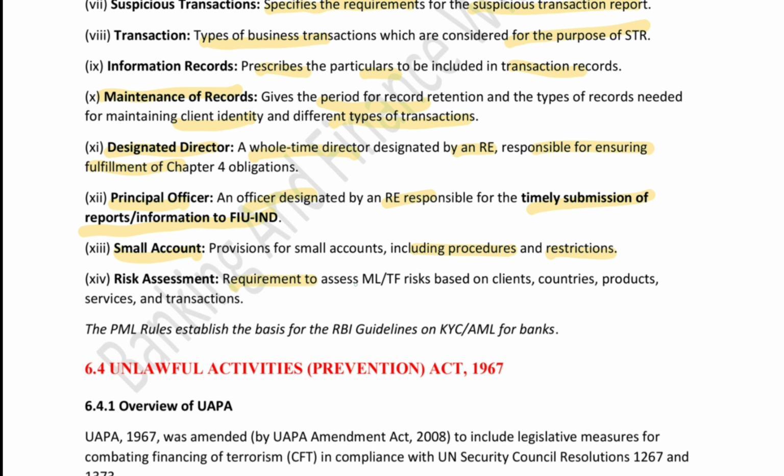Then the requirement to assess the money laundering and terrorist financing risks based on clients, countries, and products, services and transactions is also given. And these PML Rules establish the basis for the RBI guidelines on KYC AML of banks.